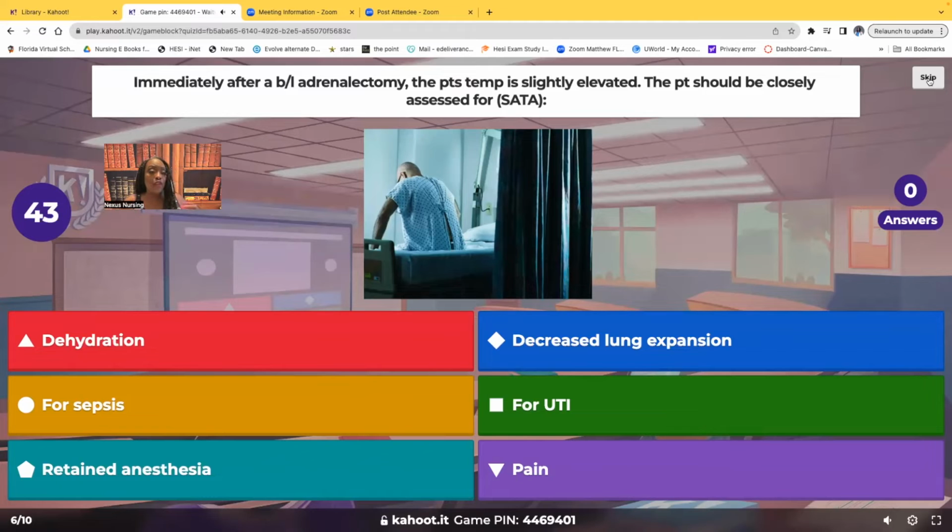So immediately after the patient had this invasive procedure, both of the adrenal glands have been removed. Immediately after, we're seeing a slight elevation in the patient's temperature. What do you think is happening? What are you going to be assessing them for? What could possibly be causing the slight elevation in temperature right after the bilateral adrenalectomy?